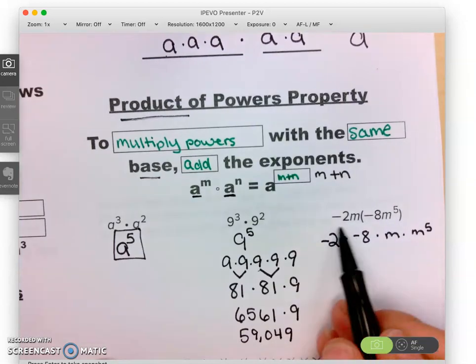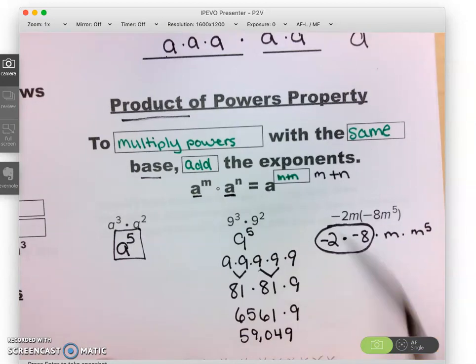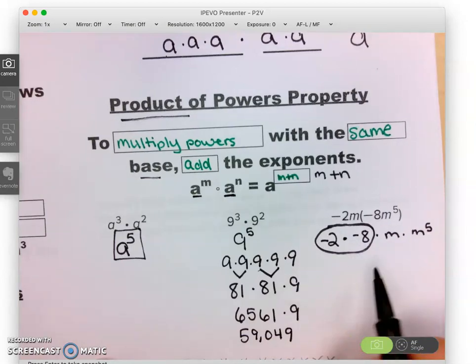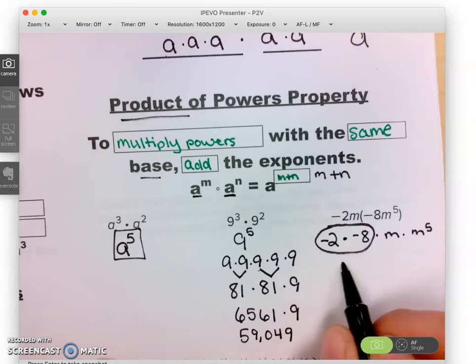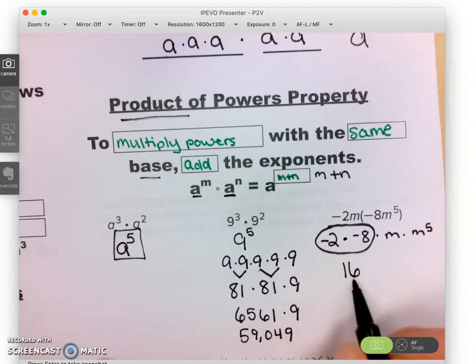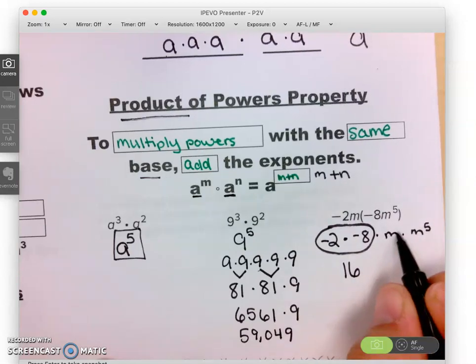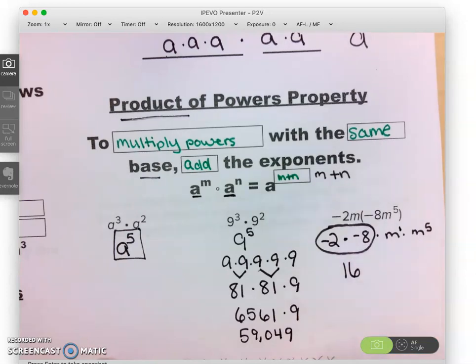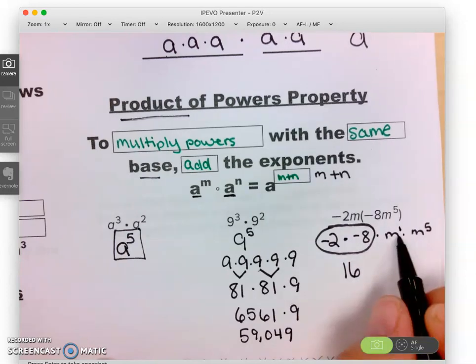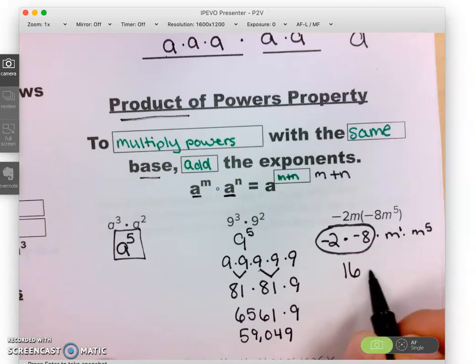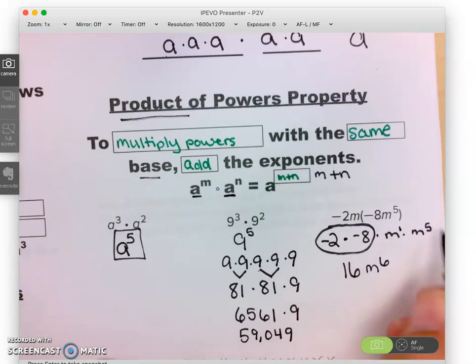So now I can see that I can actually do this problem, -2 times -8. Negative times negative is a positive, and 2 times 8 is 16. Here, m is really raised to the first power, so I have to remember that this is not just going to be m to the 5th power, it's actually going to be m to the 6th power, because I can't forget this m here.